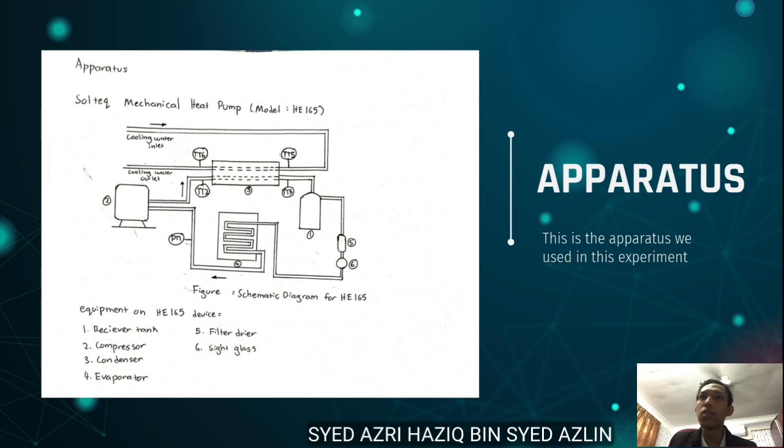Next is the apparatus for the mechanical heat pump. There are 6 apparatus in this experiment, which are the receiver tank, compressor, condenser, evaporator, filter dryer, and the last one is the sight glass.